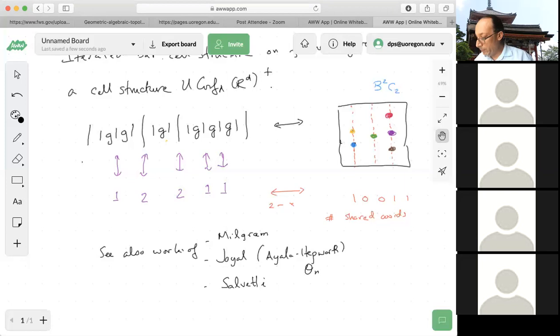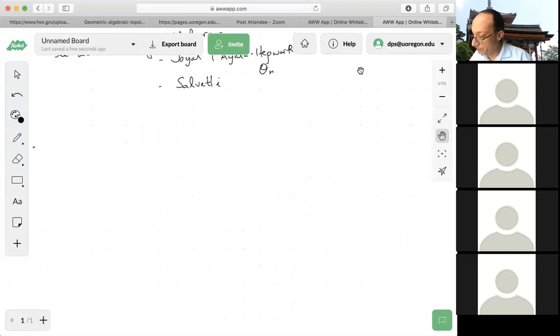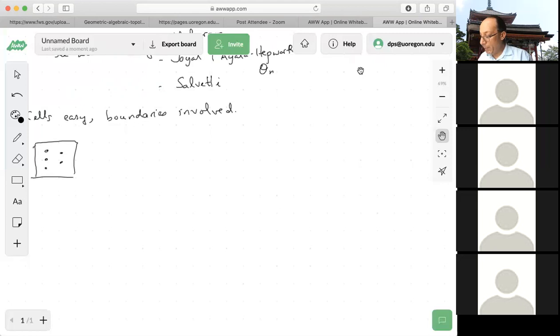So I defined the cells, but let me now say that the cells are easy, but the boundaries are involved, they're complicated. So let me give you an idea of why. Let's just take a simple case. Again, if I'm thinking in terms of configurations, I would say the first two points share one coordinate, the second two share one. The third point and the fourth point share none, and the fourth point and fifth point share one. So this, and I'll leave it to you to think about an iterated bar.